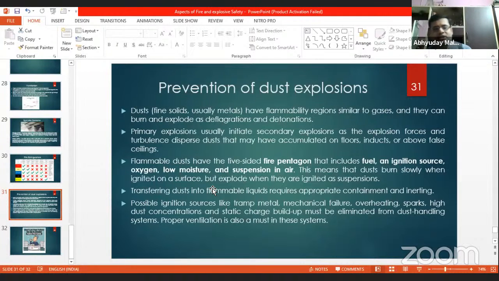Lastly, ventilation systems must be there so that these dust explosions don't occur. Ventilation can prevent high concentration of dust from accumulating by venting out some of the dust in a safe place.